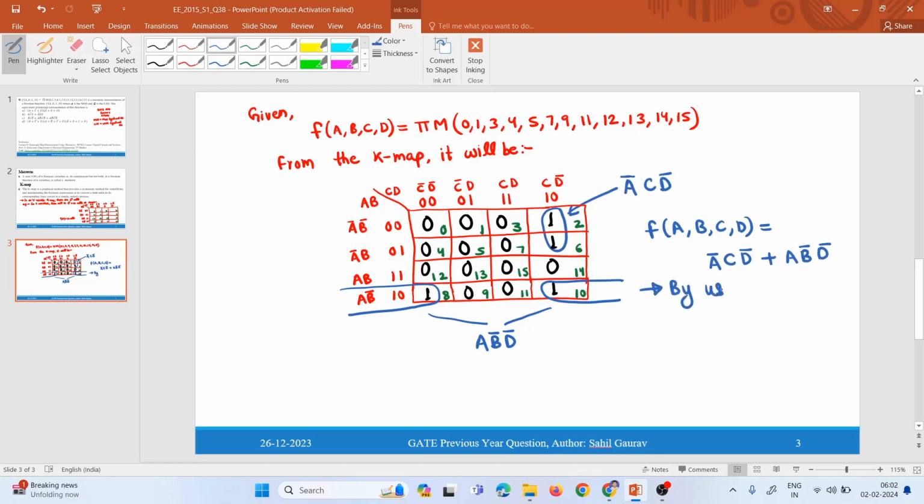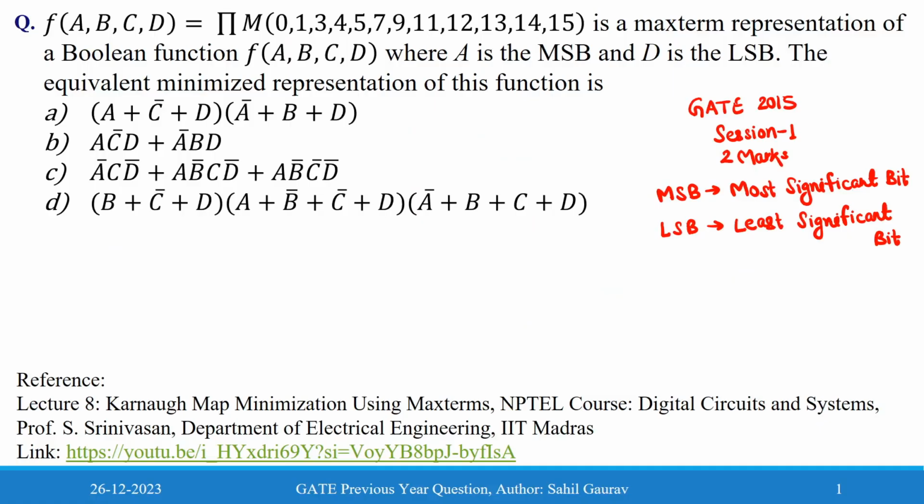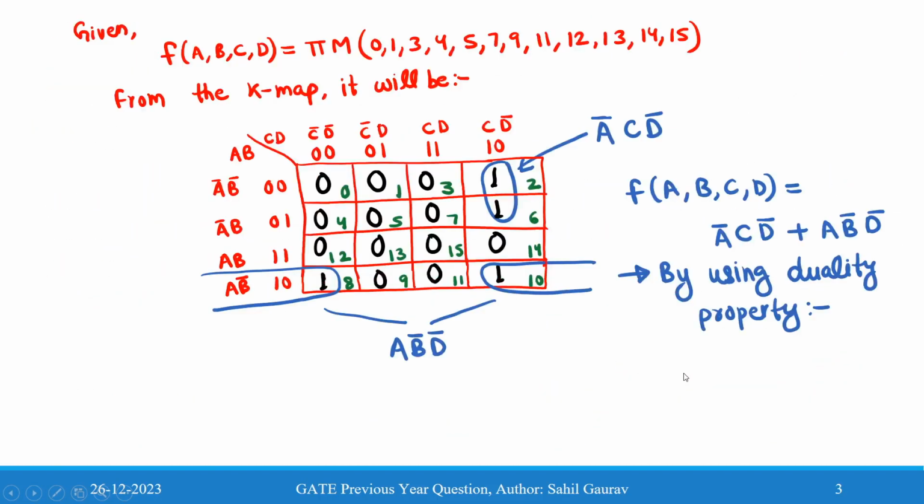By using the duality property, we can write the function in terms of max terms. What does the duality property say? Multiplication is converted into plus, and plus is converted into multiplication, and any complement will convert into its original form, and the original is converted into its complement form.